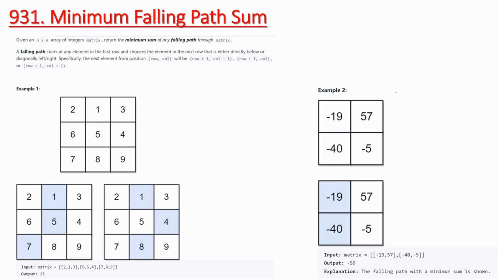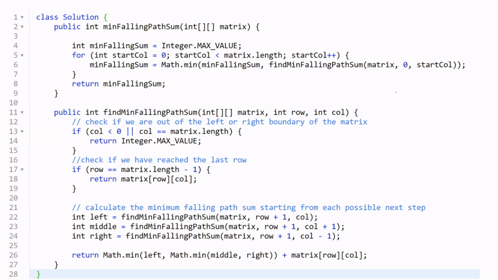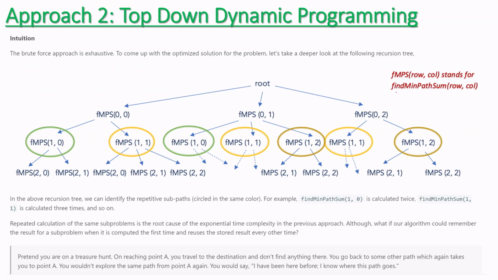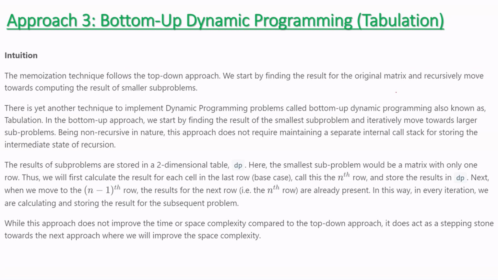Another approach in which we will see how the minimum falling path sum is calculated, not through brute force and not through the top-down approach of dynamic programming, but through bottom-up dynamic programming. In the previous technique, we used memoization followed by the top-down approach, so we started by finding the result of the original matrix and recursively moved towards computing the result of smaller subproblems.